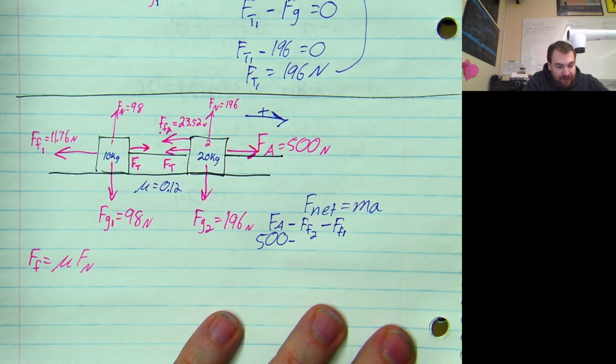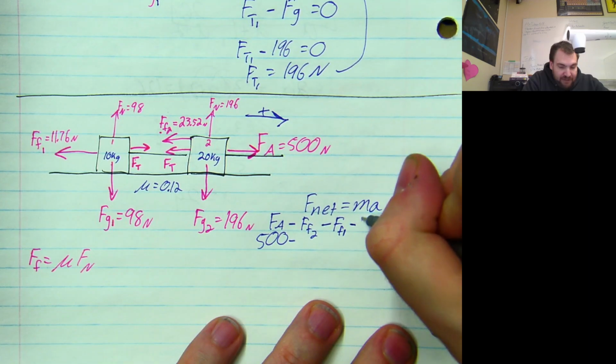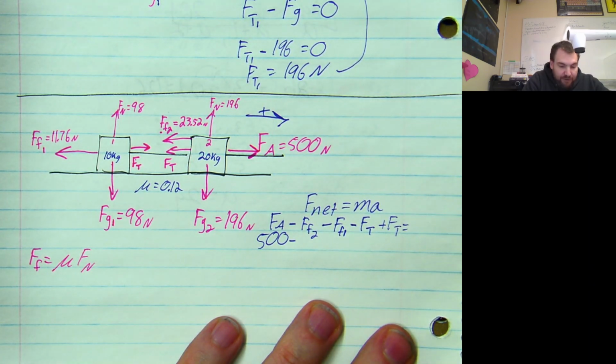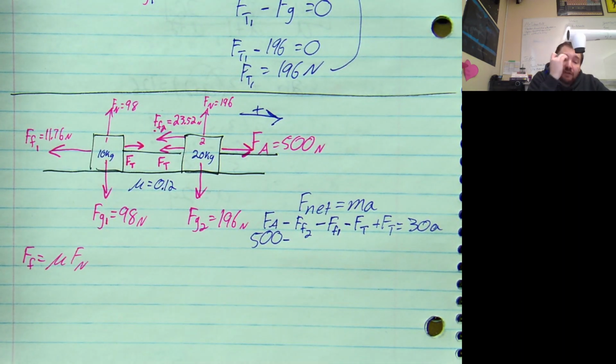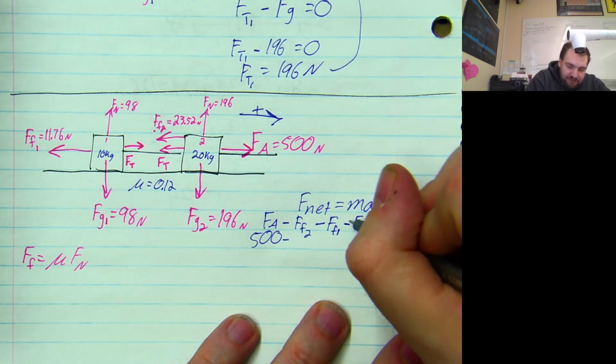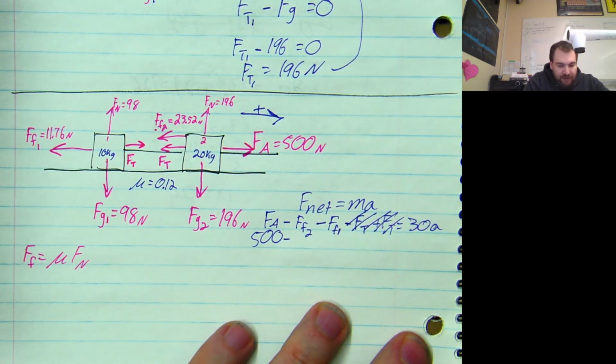Okay, what else am I doing in here? Equals 10. Oh, there's more forces. Oh, there is the cancel. Yeah, these guys are going to cancel. Minus FT plus FT equals 30A. So these are going to cancel. I know they're going to cancel. I know some of you know it's going to cancel, but I want to see it anyway.